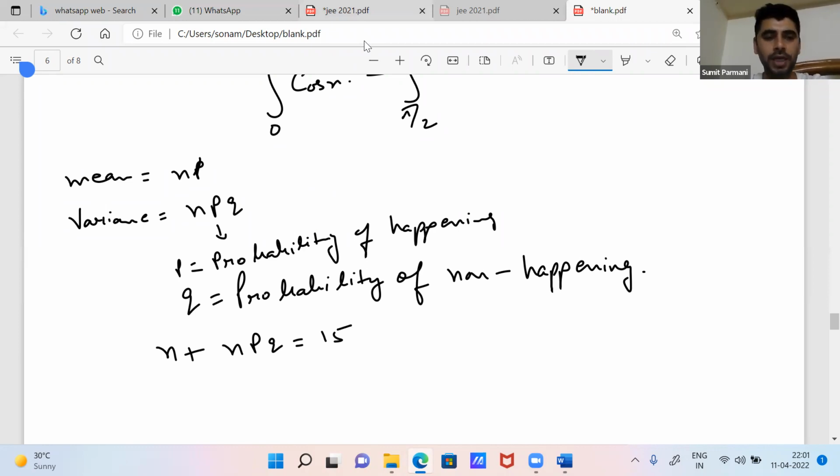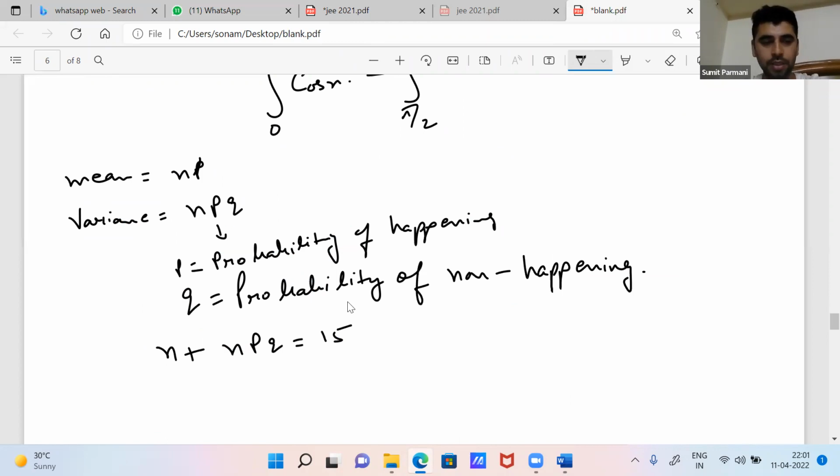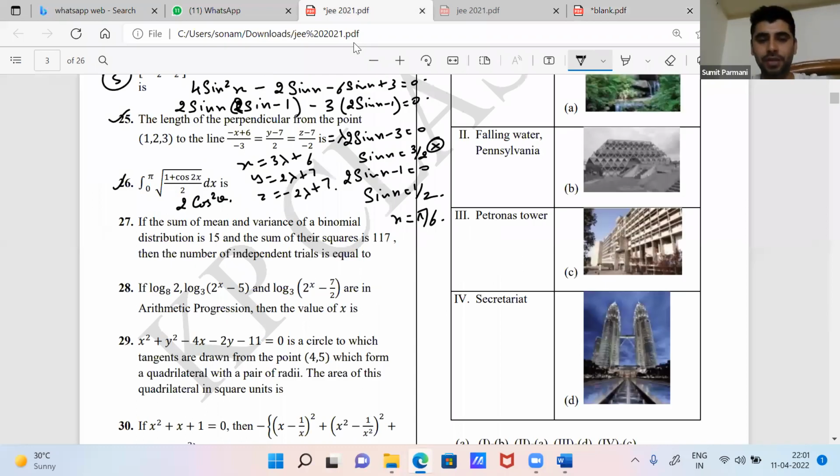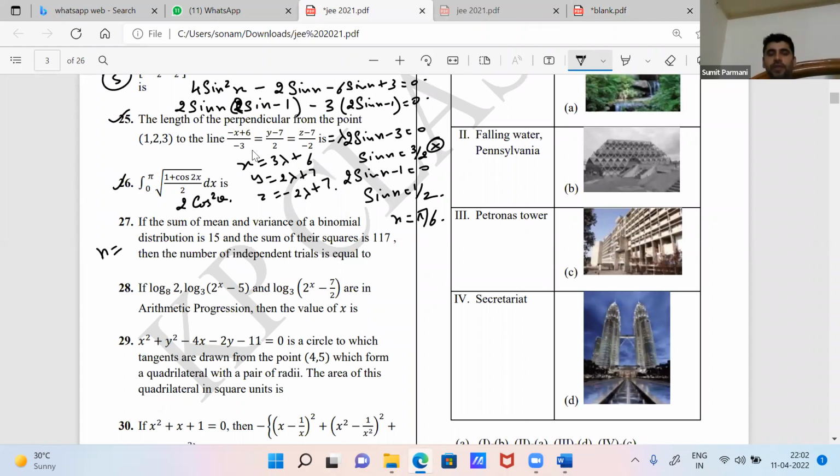Second thing, it is saying n square p square plus n square p square q square is equal to 117. Solve these two equations and find out the values of p and q, and they're asking about n. What is the value? Done.